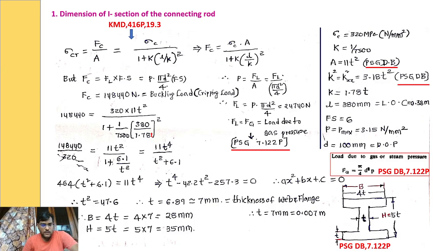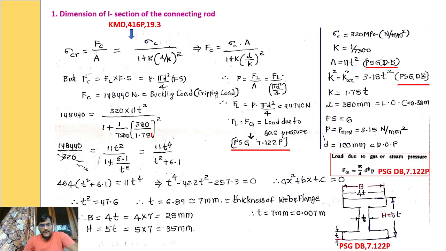t power 4. Here further you can simplify more, like t power 4 is equal like this. So you can divide with 11, then you will get t power 4 minus 42.2 t square minus 257. This is the final equation. Okay, if you observe, this looks like ax square plus bx plus c. But here it is t square, but here t power 4. That's why let us take x is equal to t square.